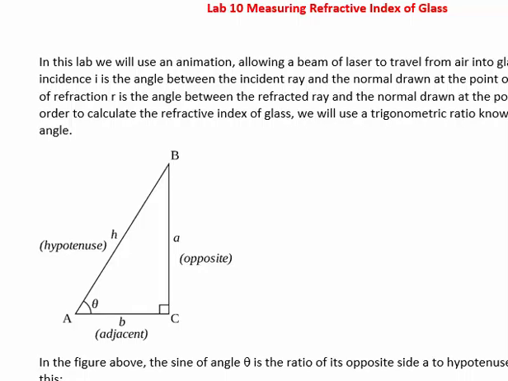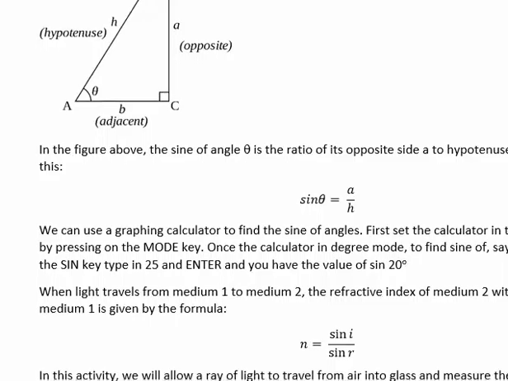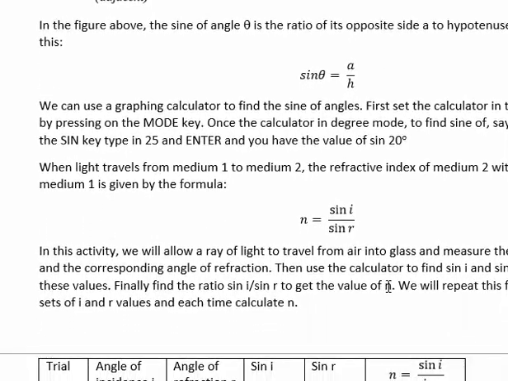Now, why are we using this? Because the refractive index of a material, when light travels from medium 1 to medium 2, in our case medium 1 is air and medium 2 is glass, the refractive index of medium 2 with respect to medium 1 is given by the equation n equals sine of angle I divided by sine of angle R. Now, you don't need to worry about it.